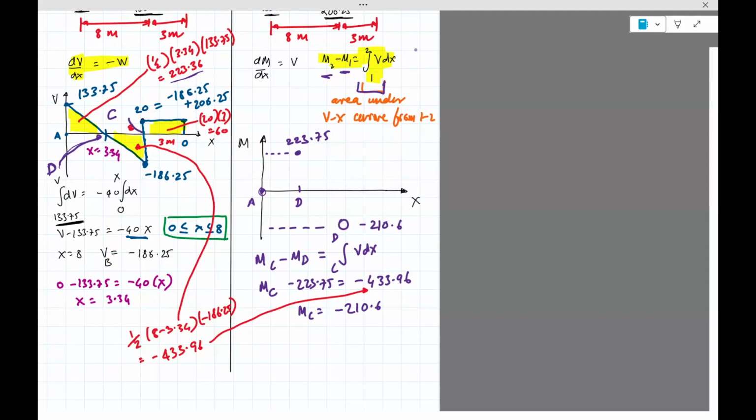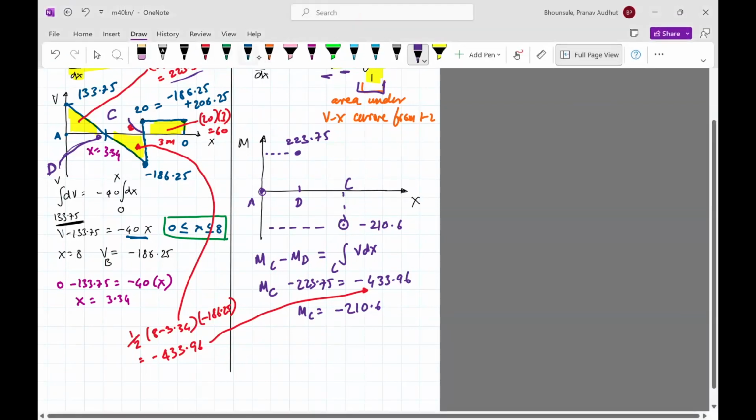Okay, which gives us a new point here, negative 210.6. Okay, now the thing is we need to connect the dots. We need to connect A to 223.75 and then 210.6.